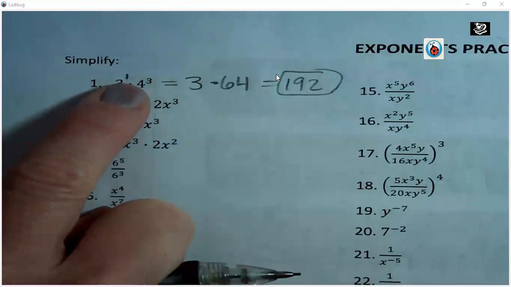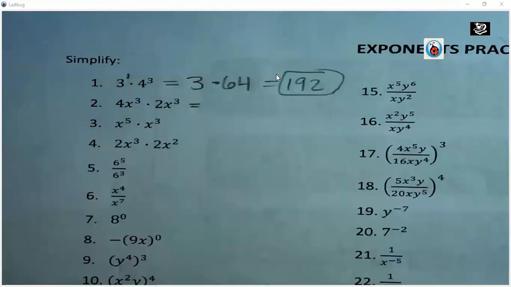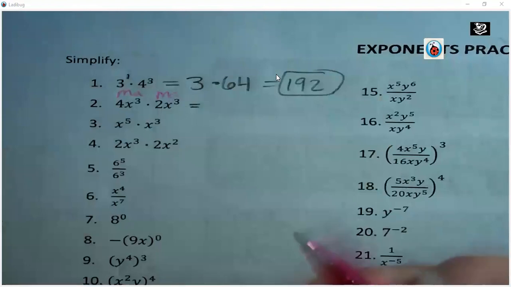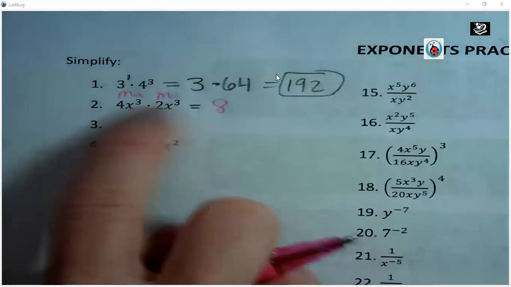Okay. All right, number 2. This one is the mama rule. 4 times 2 is 8. And then you would add your exponent, x to the 6.